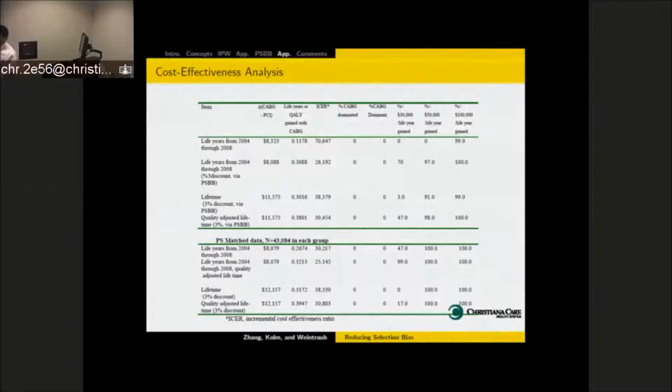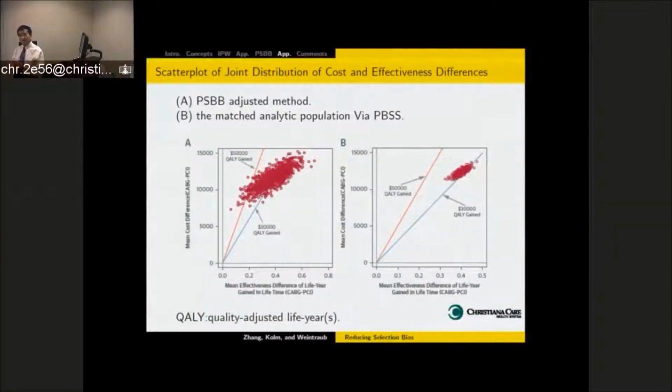matched data set, we will see the results are pretty close, which means that with the sample size getting larger and larger, the results from different methods should be quite close, which means the results will be stable. Okay, but the process should be quite different. We can see this is a joint distribution of cost and effectiveness difference. So this is the effectiveness difference, and this is the mean cost difference. And we can see for this matched data set, these results concentrate on this part, which means that the results are more uniform, which means those two groups are just looking like a clinical trial.